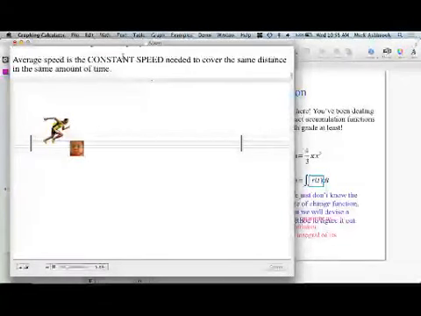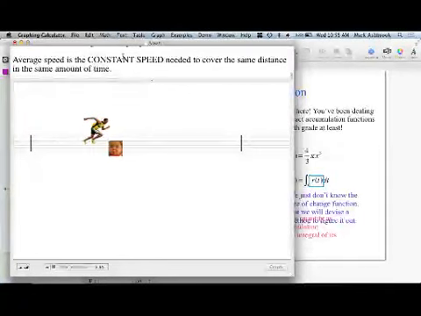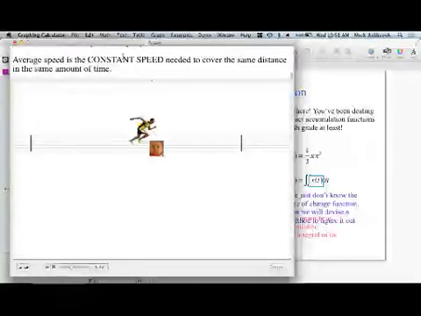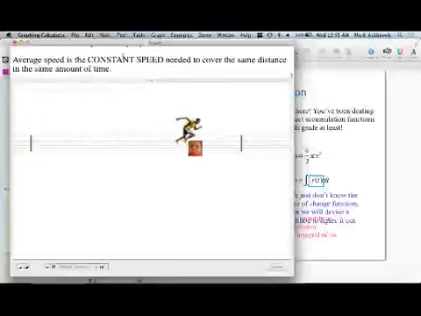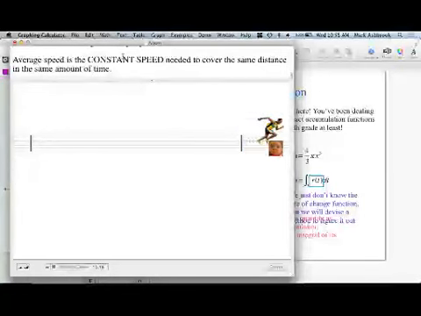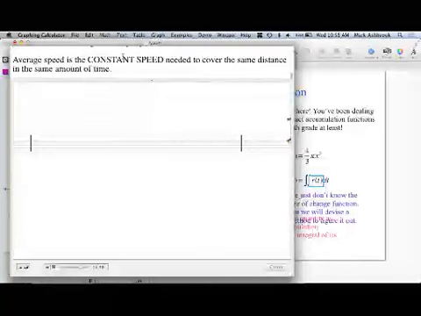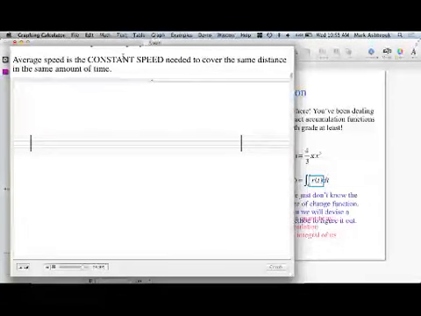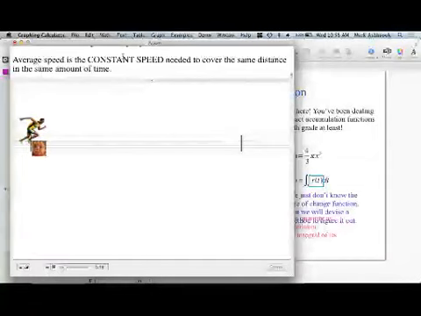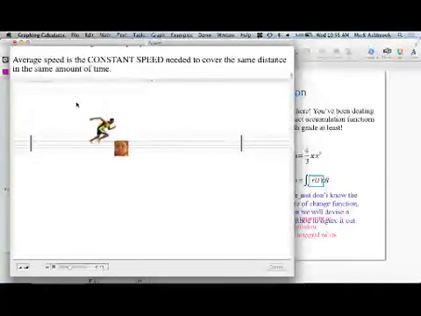So now we want to extend this. We don't want to be able to do this just with speed and distance, but we need to talk about average rate of change of any quantity, right? So given any two quantities that change together, how can we define average rate of change? So if average speed is the constant speed needed to cover the same distance in the same amount of time, then more generally, what is average rate of change?